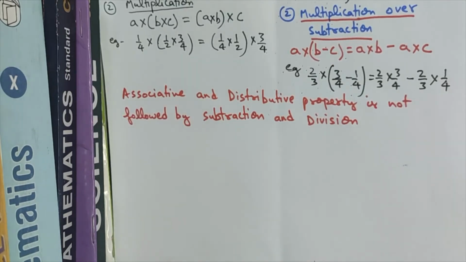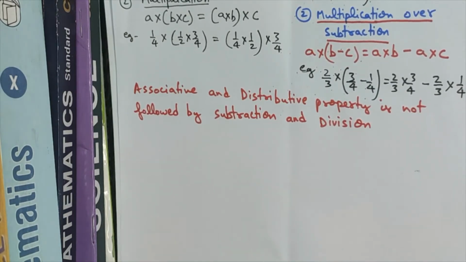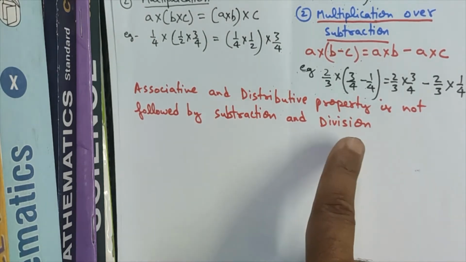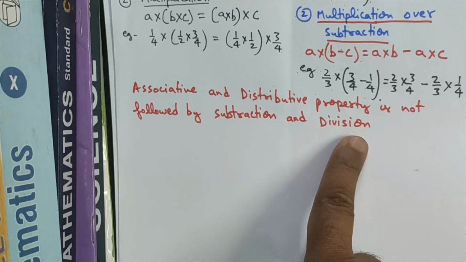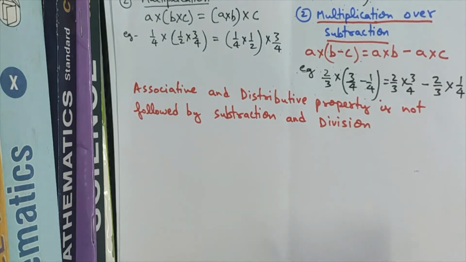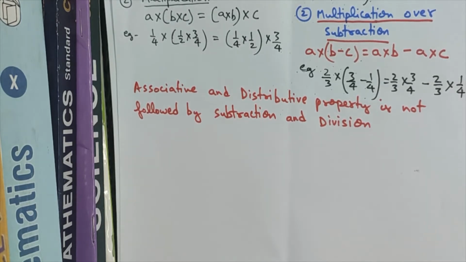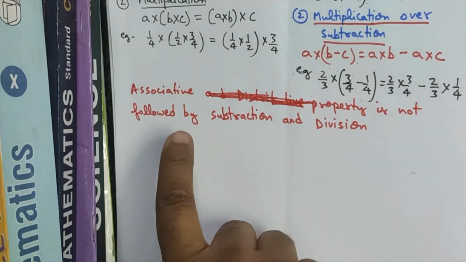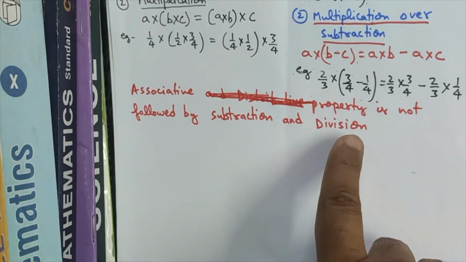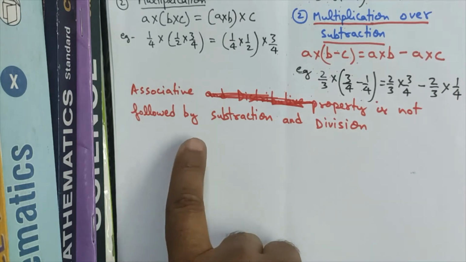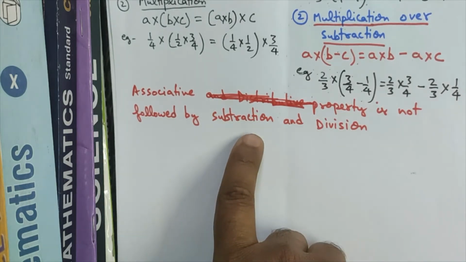And one more thing, as we have already discussed, the associative property and the distributive property of rational numbers are not followed by subtraction and division. They are only followed by multiplication and addition.